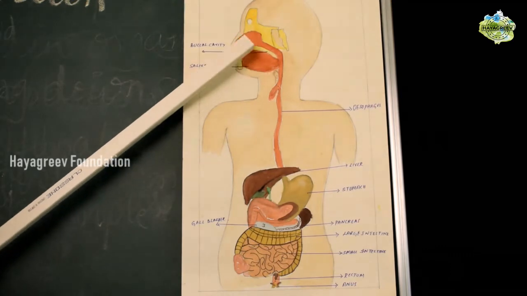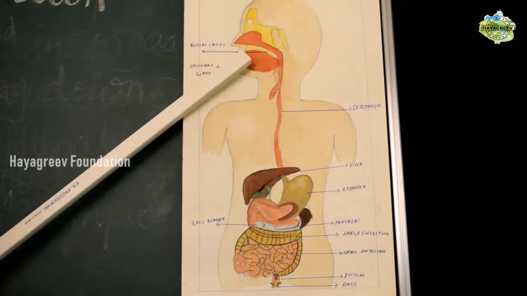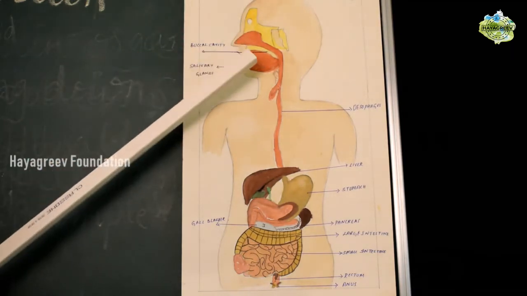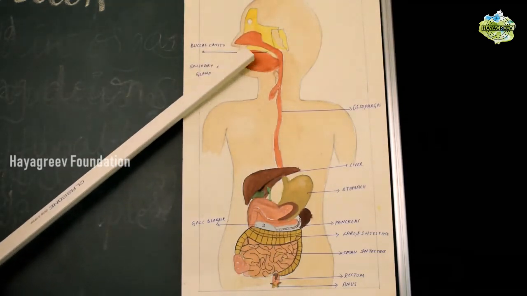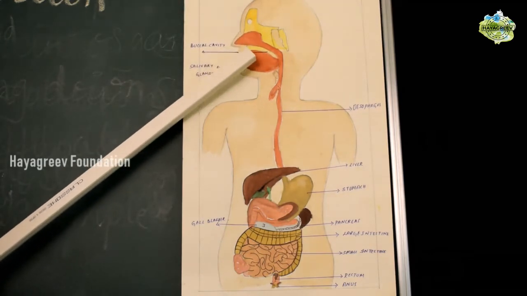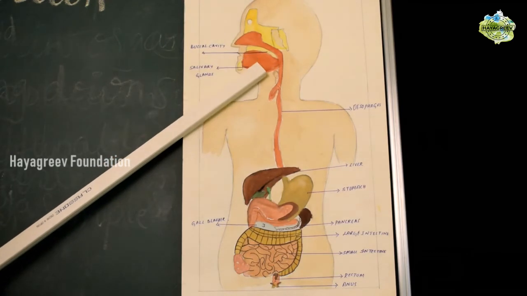S-A-L-I-V-A-R-Y, salivary A-M-Y-L-A-S-E, salivary amylase, or otherwise it is also called ptyalin, P-T-Y-A-L-I-N, ptyalin enzyme. This enzyme acts on the carbohydrates in the food. The carbohydrates are nothing but starch. We consume a lot of starch, and starch is partially digested into maltose here.